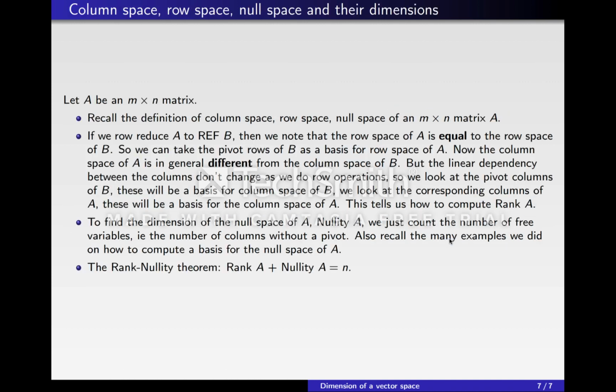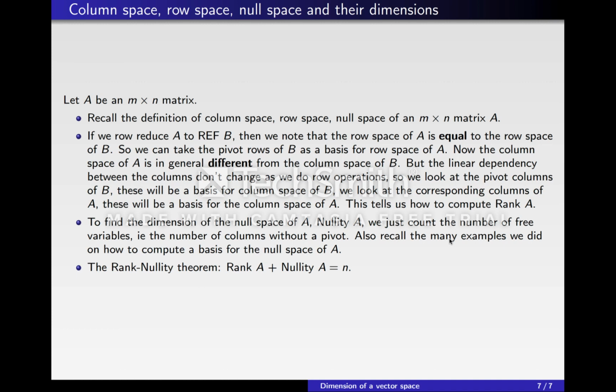So we're done. Lastly, this is just a review on the column space, row space, null space, and the dimension. We've done this before, so I'm just recapping the important points about these concepts. Nothing new here. So let's say A is an m by n matrix, and the relevant definitions are the column space of A, the row space of A, and the null space of A. You should recall these.